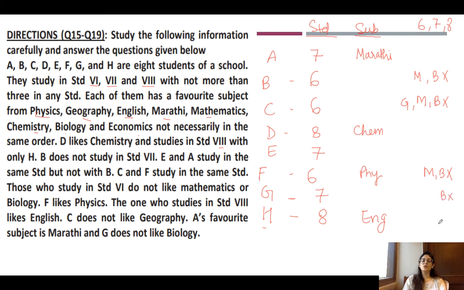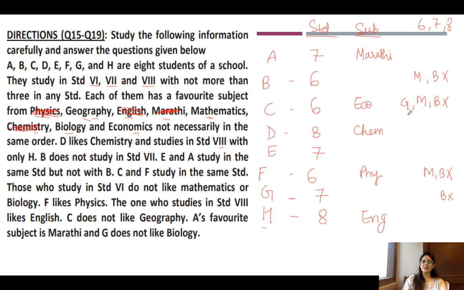Okay. So now the subjects that we are left with, first let's see which subjects we have now. Our Marathi is finished, our chemistry is used, physics is used, and lastly English. So now we have geography, mathematics, biology and economics. Now let's look at C. Out of the 4 remaining, geography, mathematics, biology and economics, C likes neither geography, nor maths, nor biology. So the only option for what C will like is economics.